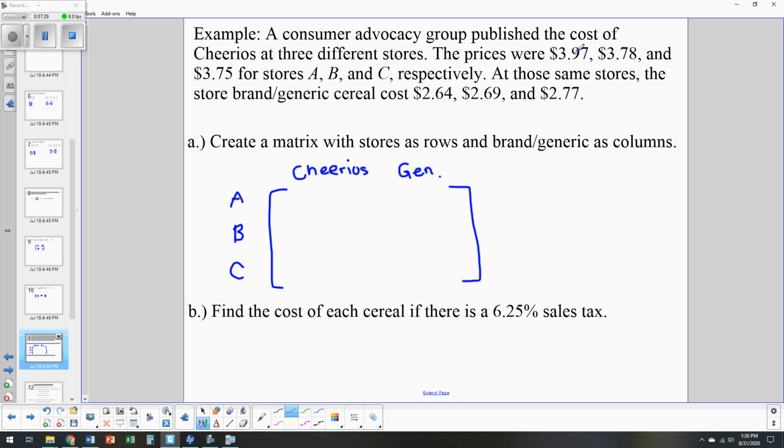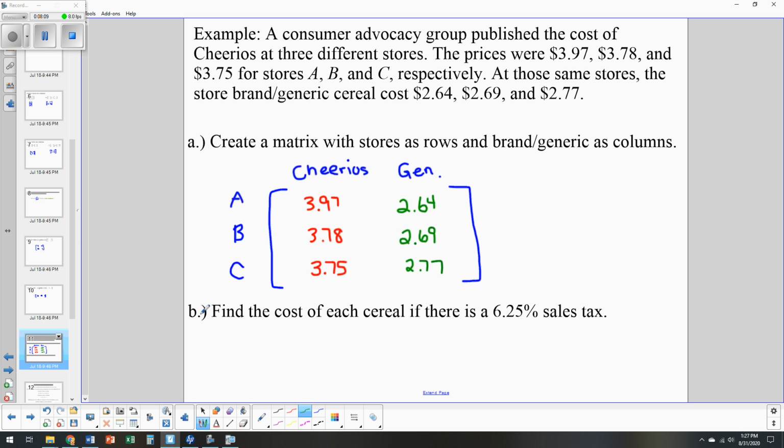So the 3 stores, A, B, and C, for the Cheerios price were $3.97, $3.78, and $3.75. For the generic, those 3 values at the same 3 stores, $2.64, $2.69, and $2.77. All right, so that's our matrix.